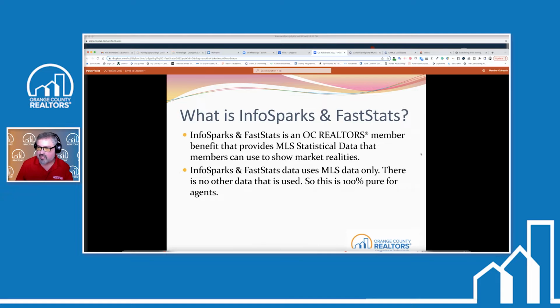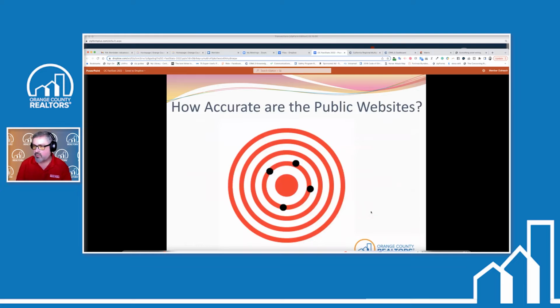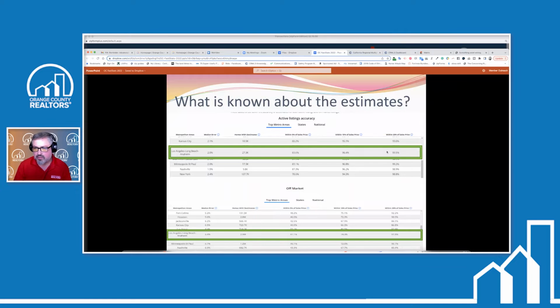Now, this quick presentation of about 10 minutes, we're going to go through that, and then I'm going to show you how to access these two tools. Now, real quickly, how accurate are the public websites? I know most of us, if not all of us, have clients that go to these third-party websites and say that the website says my home's worth this, or home values are at that. And we have to ask ourselves and ask our clients how accurate that information is, because they are not very accurate. They may seem like it, but they're not necessarily. And they are totally transparent about how inaccurate their information is. You just have to find it.